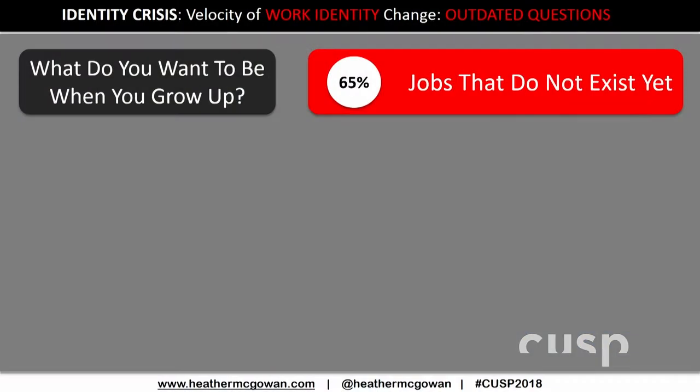So we ask these ridiculous questions. What do you want to be when you grow up? That is a ridiculous question. This number is probably wrong. Now I've heard it's a third. It doesn't matter. 57% of statistics are made up.